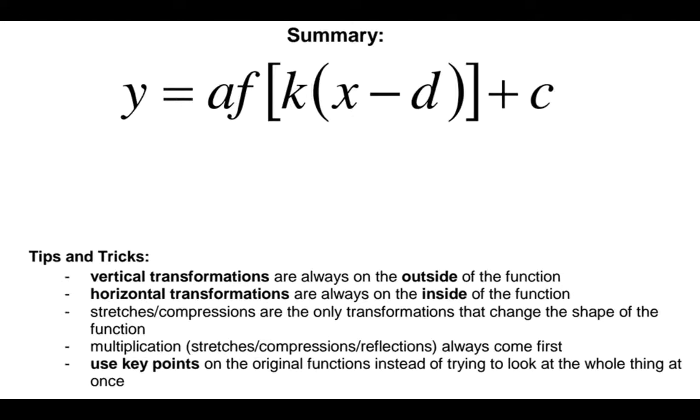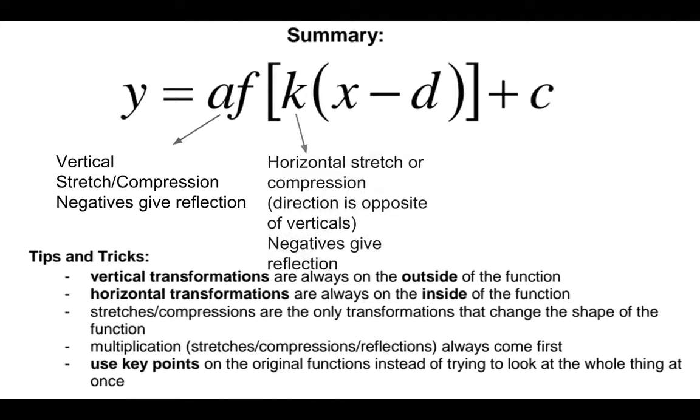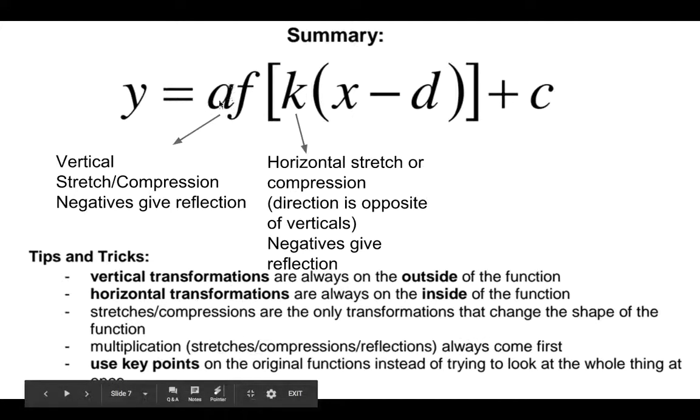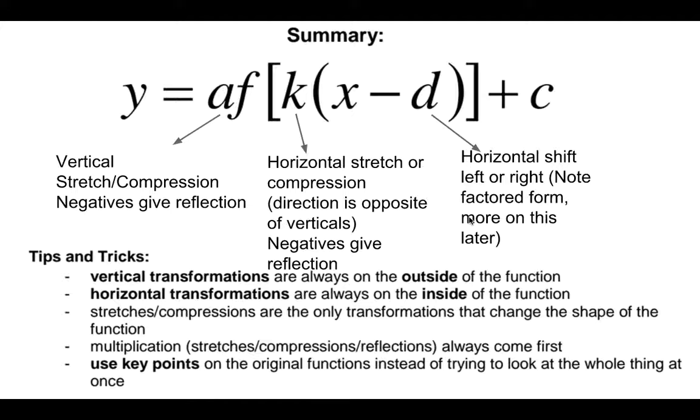So in summary, you've got all of these letters that have roles to play in terms of transformations. The a value is vertical stretch or compression. Negatives give a reflection. The k value is a horizontal stretch or compression, but it's really the opposite of the verticals. So if a 2 vertically stretches, then a 2 actually horizontally compresses, and negatives give reflection. And then d is horizontal shift left or right. Notice that it's actually in factored form, and we'll do more on that later. And then c is a vertical shift up or down.